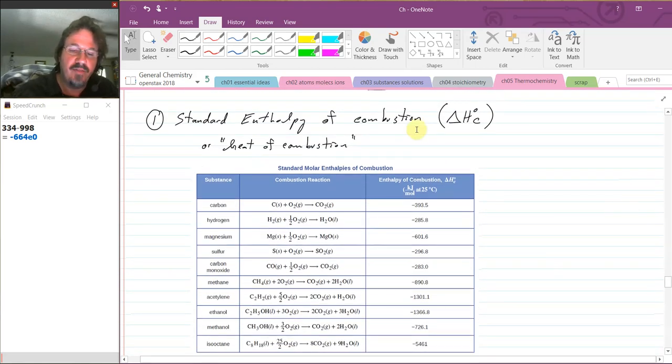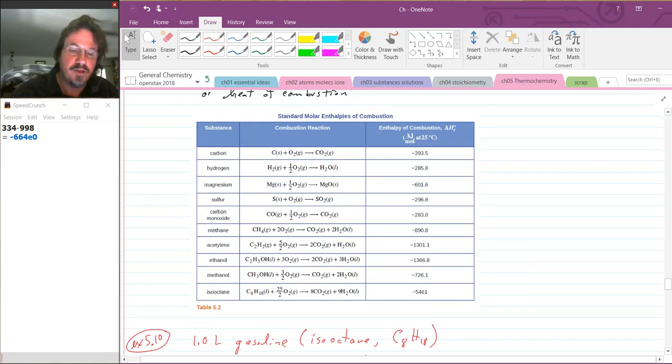All right. So first of all, a couple examples for you here. The standard enthalpy, so delta H with a little naught sign, right? The standard enthalpy of combustion. They put a little C down there, meaning we're going to combust things, reacting with oxygen, burn them up. Often you'll see this as the heat of combustion, because remember, enthalpy, as long as you're under constant pressure, is heat. Here's a table of standard molar enthalpies of combustion.